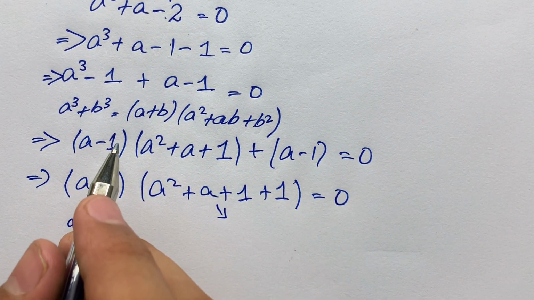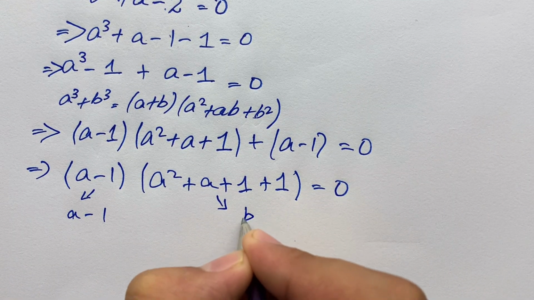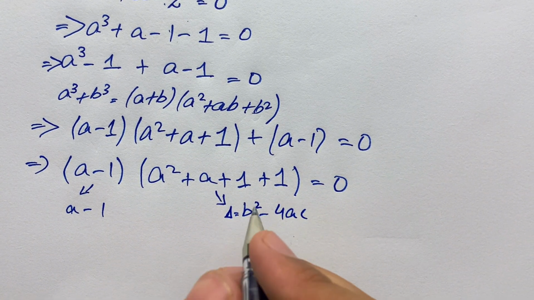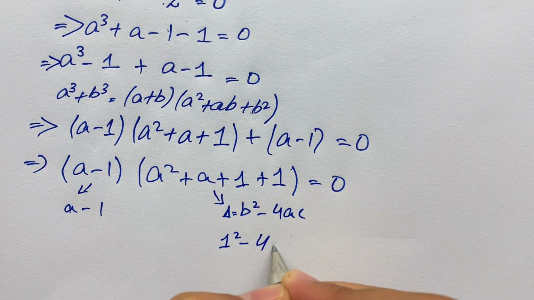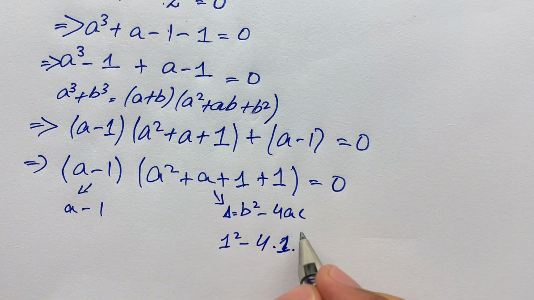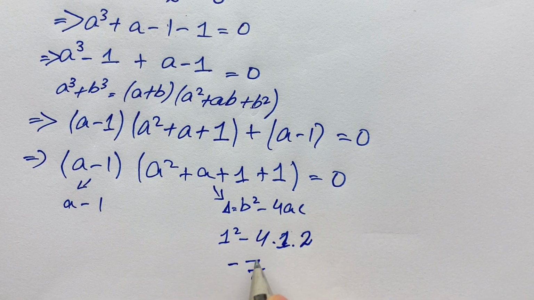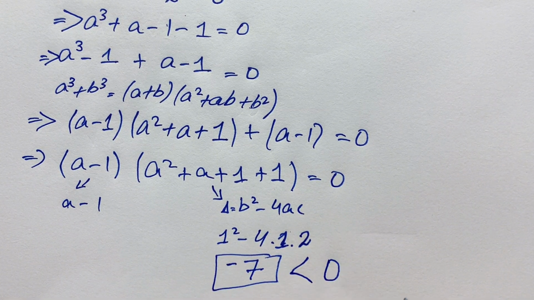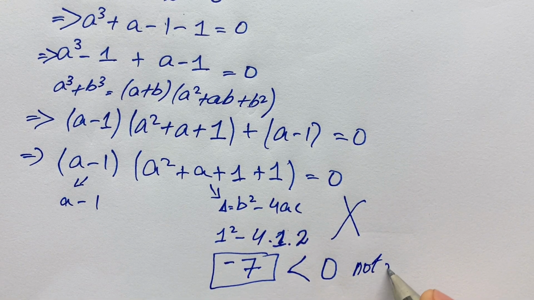Now this is our second side. For the second side we use the formula b square minus 4ac, and this will be 1 square minus 4 × 1 × (1 plus 1), which is 2, and that is equal to minus 7. This is less than 0, and this side is not our real solution.